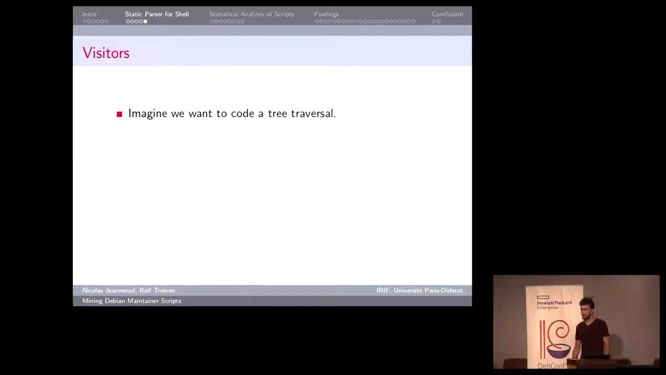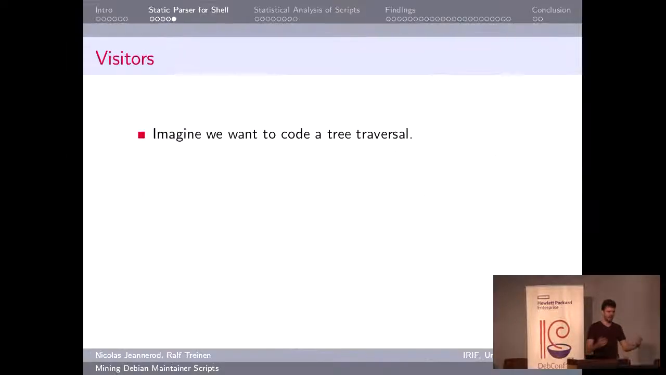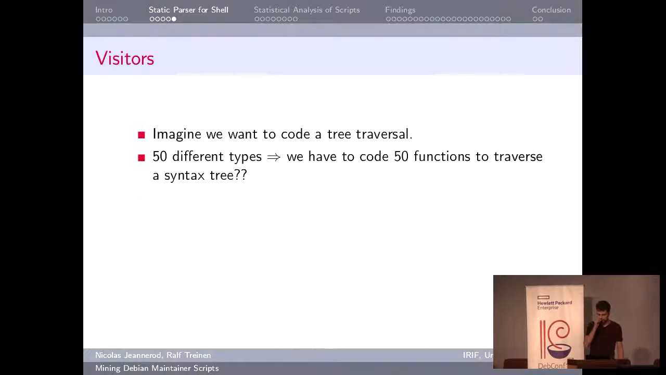In our case, we will want to crawl through these trees, to traverse them, to look at certain places like what happens in redirections, in function definitions, and so on. Since it's a huge tree, we would have to code functions for all the cases of the tree, saying mostly just keep going down in the tree and traverse the tree. So that would be really painful.